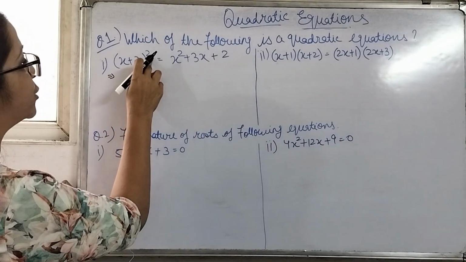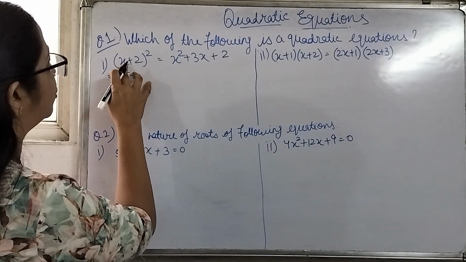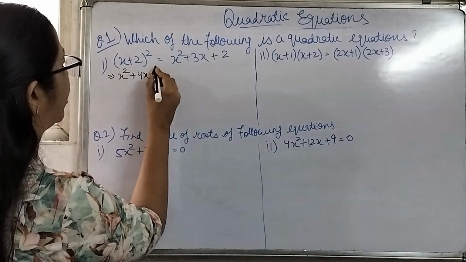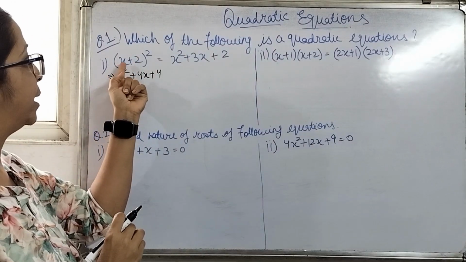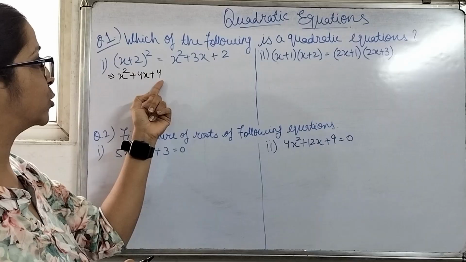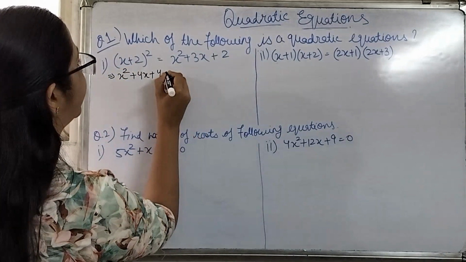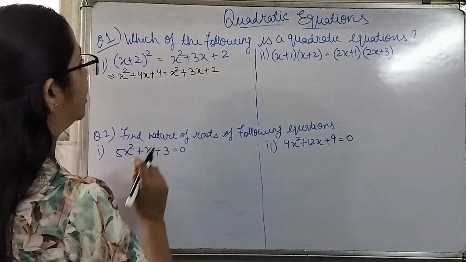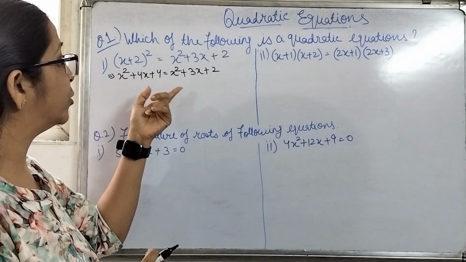(a + b) whole square will be a square plus 2ab plus b square. So the expansion of this, where a is your x and b is your 2, gives 2 into x into 2, which is 4x, plus b square, that is your 2 square, that is 4. It is equivalent to x square plus 3x plus 2. Now we can see x square here also, x square here also. So both are going to cancel.